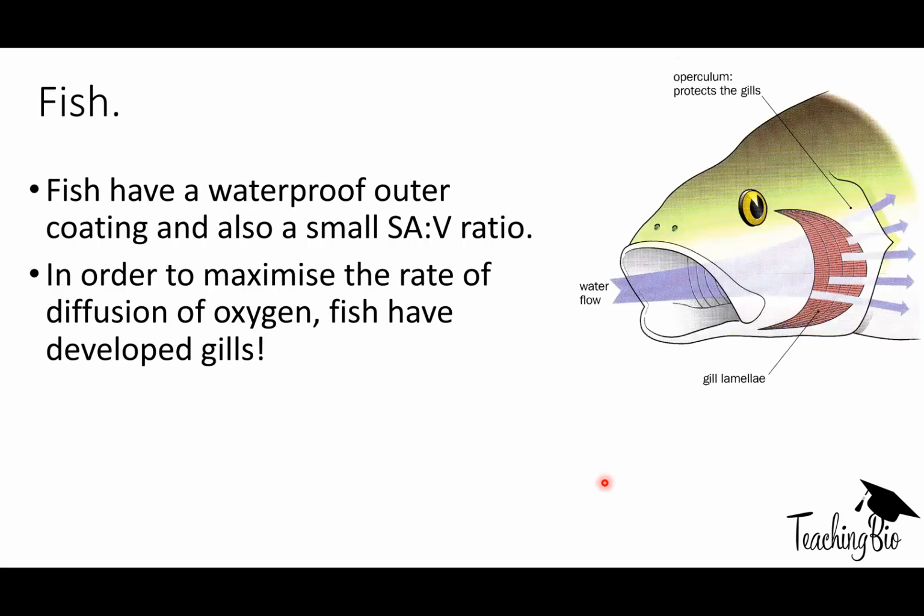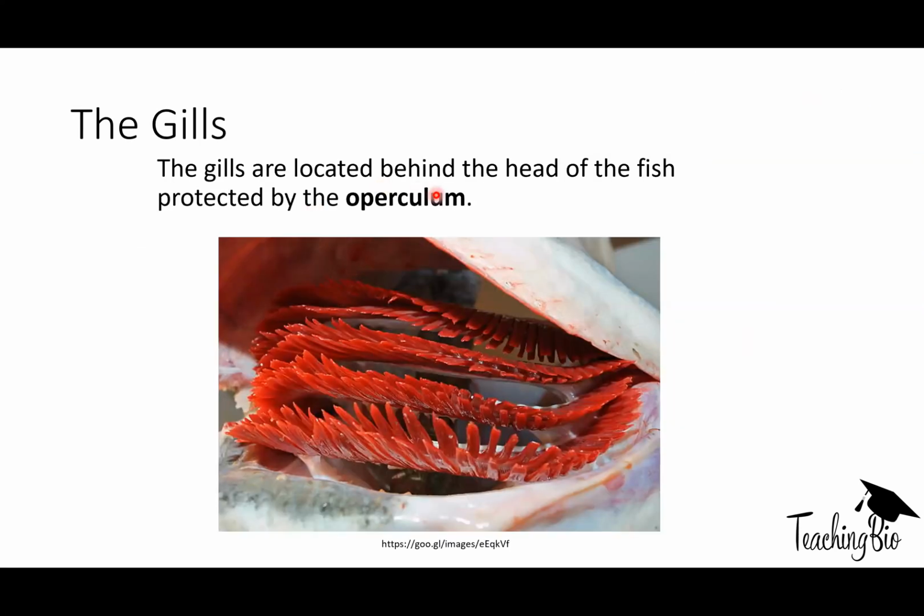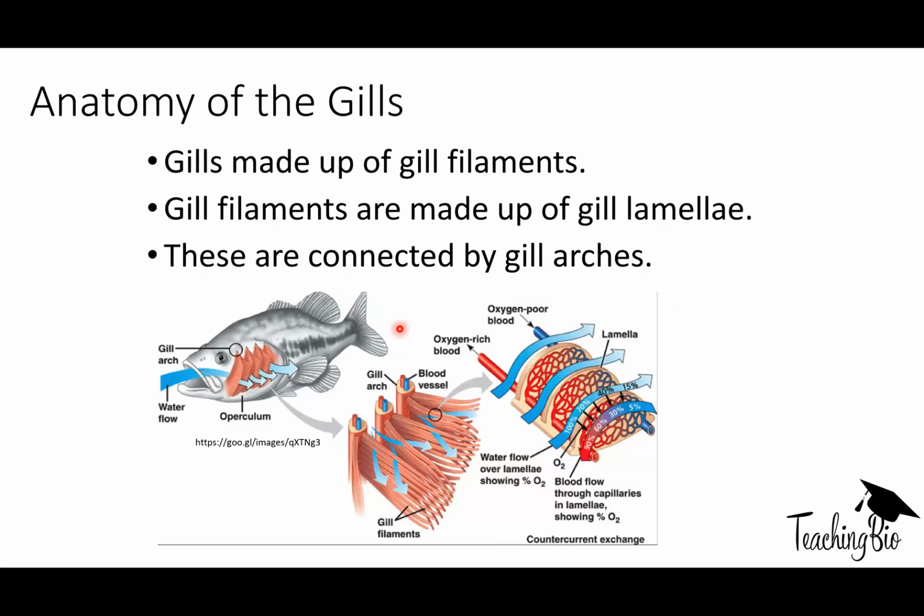Okay, we're now going to move on to talk about fish. So fish have a waterproof outer coating and also have a small surface area to volume ratio. In order to maximize the rate of diffusion, fish have developed gills, and gills have a fantastic mechanism of action to maximize the rate of oxygen uptake for fish as they live in water. So the gills are located behind the head of the fish, and they're protected by this thing called the operculum. So this is an image of the gills.